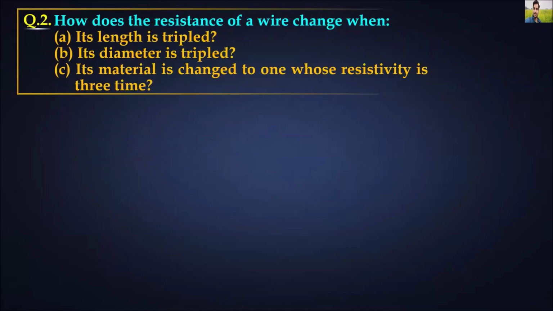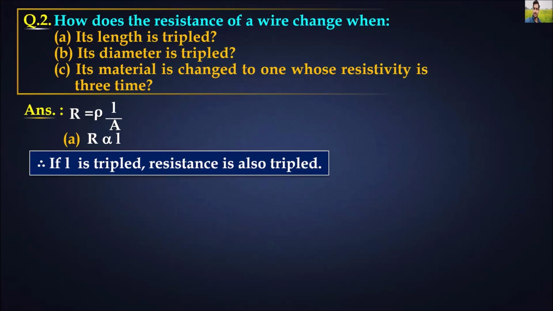How does the resistance of a wire change when, first part, its length is tripled; second part, its diameter is tripled; C part, its material is changed to one whose resistivity is 3 times. We all know R equals rho into L upon A. So from this relationship, we can figure out resistance is directly proportional to length. R is directly proportional to L. If L is tripled, resistance is also tripled.